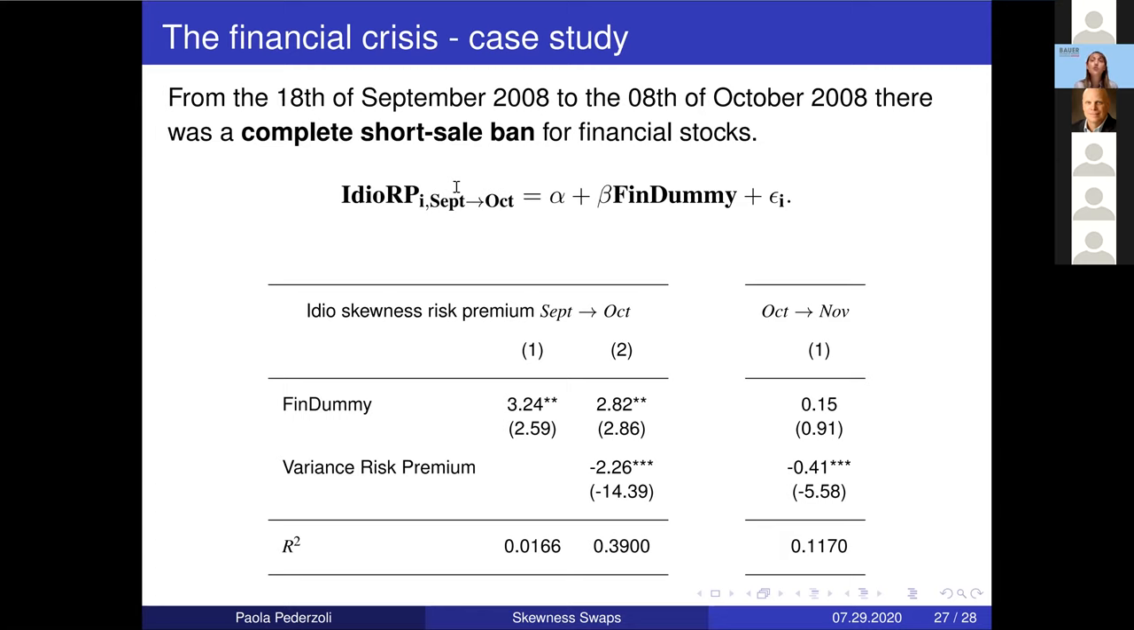So investors couldn't short. What I do is that I take the return of my strategy only in that month, and I regress on a financial dummy, which is one only for financial stocks and zero for others, because I want to see if the risk premium is higher only for the stocks for which there was the ban. And this is what I find. Here I find that the financial dummy carries a positive coefficient, also after controlling for the variance risk premium.